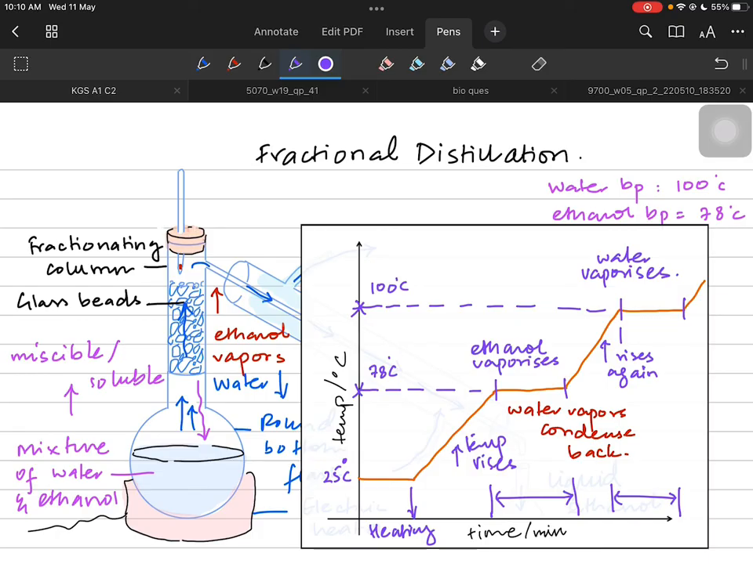And then when the temperature changes, it means that the vaporization and the collection is done and now the other component is coming. So you quickly change the conical flask, and after 79 or 80 degrees you change the conical flask because you know that now water will be coming in. So this is how fractional distillation works.